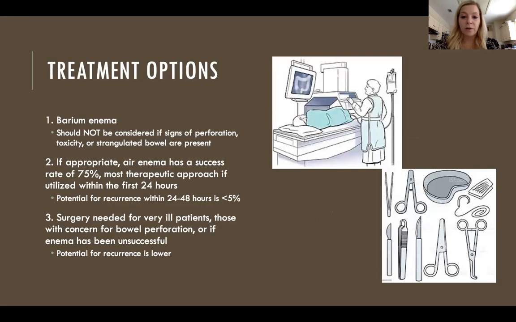This is the most therapeutic approach if it's utilized within the first 24 hours. The potential for recurrence within 24 to 48 hours is less than 5%. Surgery is also an option for very ill patients, those with concern for bowel perforation, or if an enema has been unsuccessful. And the potential for recurrence is even lower with this choice of treatment. Doctors may consider an NG tube until bowel function returns. Some potential complications can be fatal without emergent response and treatment due to bowel ischemia, perforation, or sepsis, and rehydration is very important with this diagnosis.